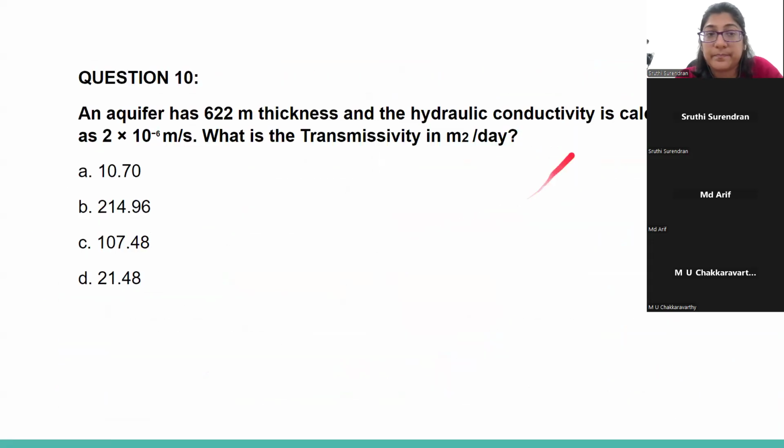Now the 10th question. This is a numerical. I expect both of you to do the question. Take your time, do the question. Here, an aquifer is given, its thickness is given, hydraulic conductivity is given. It's a very simple numerical. You need to calculate the transmissivity, and the answer should be in meter square per day. So again, be careful of the units that are provided in the values for the problem, and what unit you want the answer in. Based on all of that, please do the problem and put in your answers in the chat box. Once the answers are there, I will be discussing the solution.